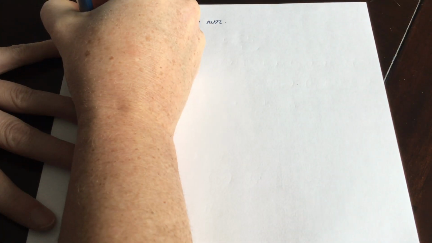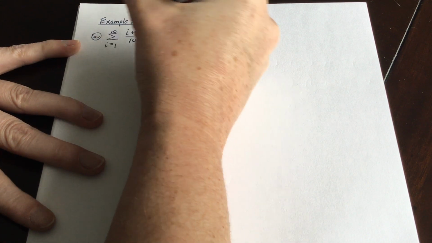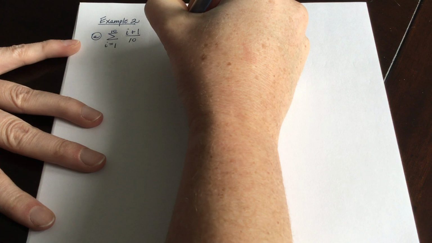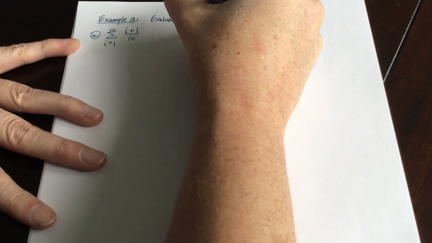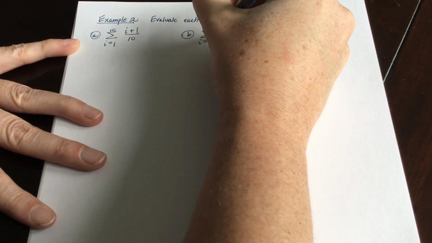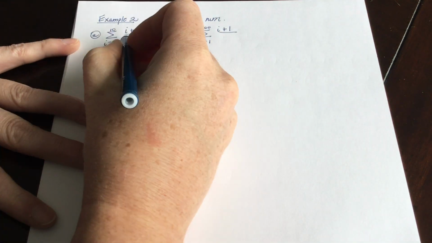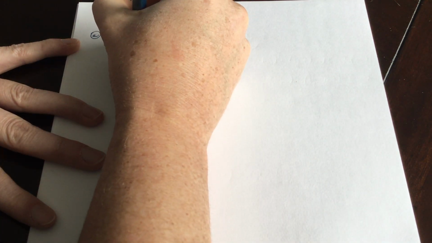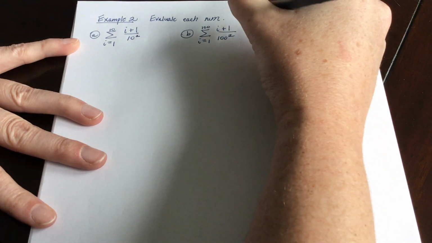Each sum. Part A, the sum as i goes from 1 to 10 of (i plus 1) over 10. Part B, the sum as i goes from 1 to 100 of i plus 1 over, whoops, typo, sorry. Back here, instead of 10, it's 10 squared. And then (i plus 1) over 100 squared.